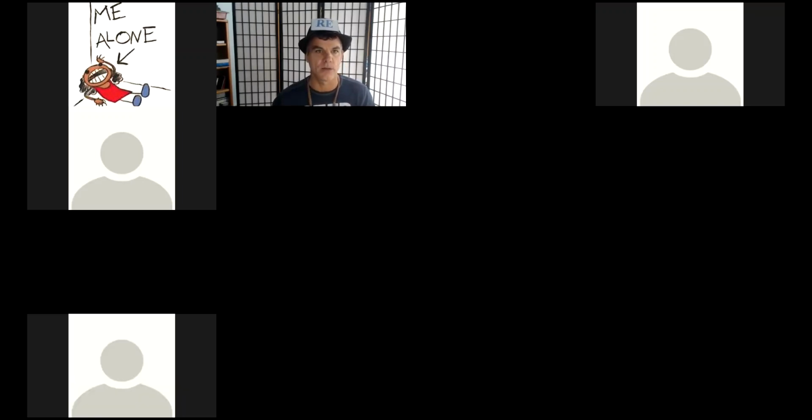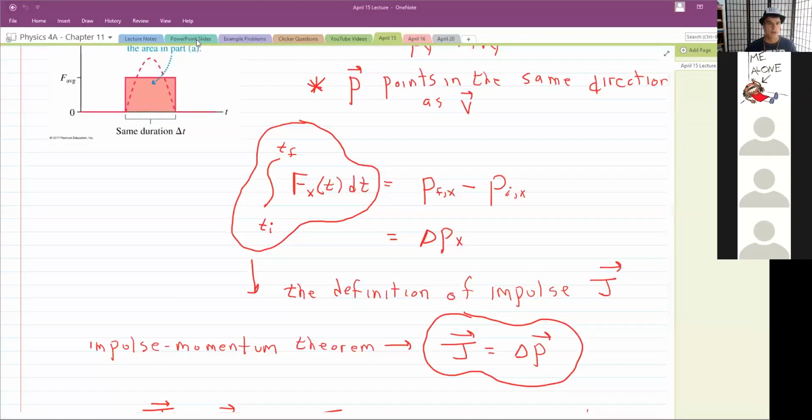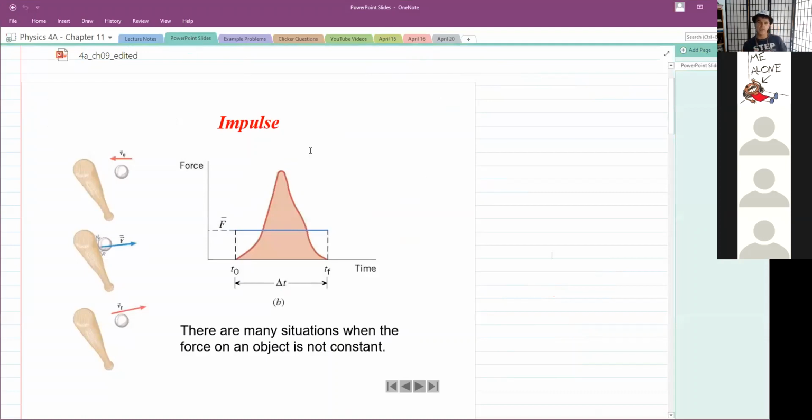Okay, so while people are joining, let me do a little recap of what I covered yesterday. So one, started out talking about the fact that we have been modeling forces as being constant pretty much up until now. We haven't considered forces that are really changing as a function of time. And in reality, no force is really exactly constant.